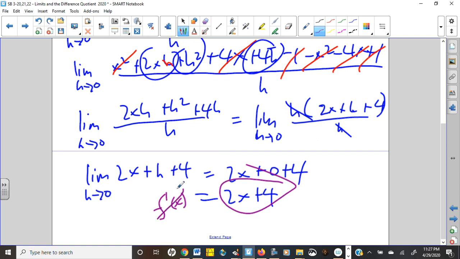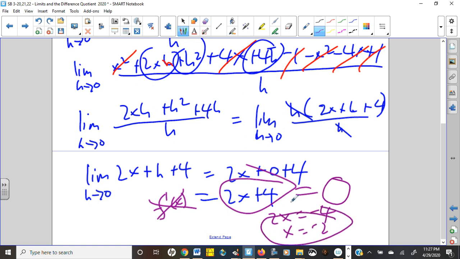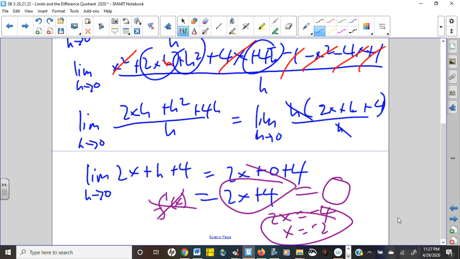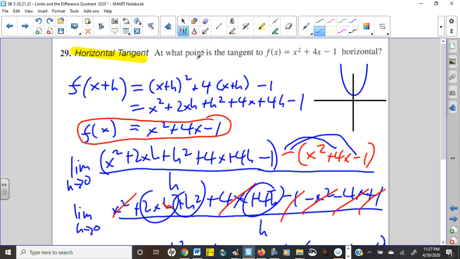So we don't really need to use this right now. All we really need to do is set it equal to what kind of a slope does a horizontal line have again? Oh yeah, 0. And so 2x is equal to negative 4, right? Subtract the 4, x is equal to negative 2. At negative 2 is where we're going to find the horizontal tangent. x equals negative 2. Now, that's not a point. I think this asks for at what point.